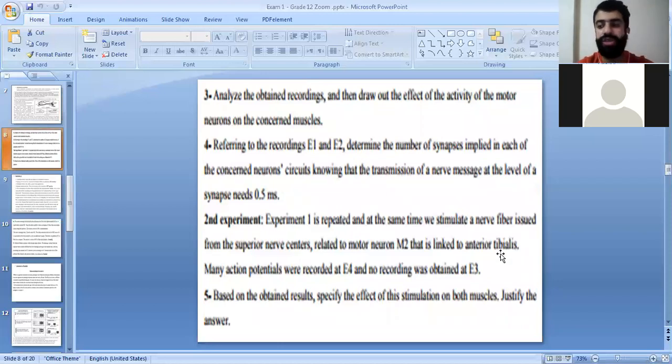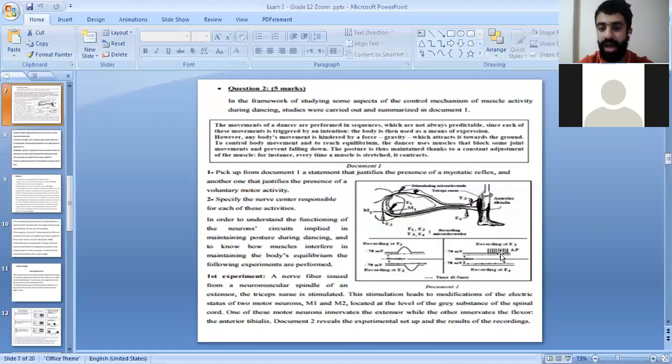Referring to the recordings E1 and E2, determine the number of synapses implied in each of the concerned neuron circuits, knowing that the transmission of the nerve message at the level of a synapse needs 0.5 milliseconds. At the level of E1 it needs about 0.5 milliseconds, so we know that it contains only one synapse. So this is called monosynaptic.